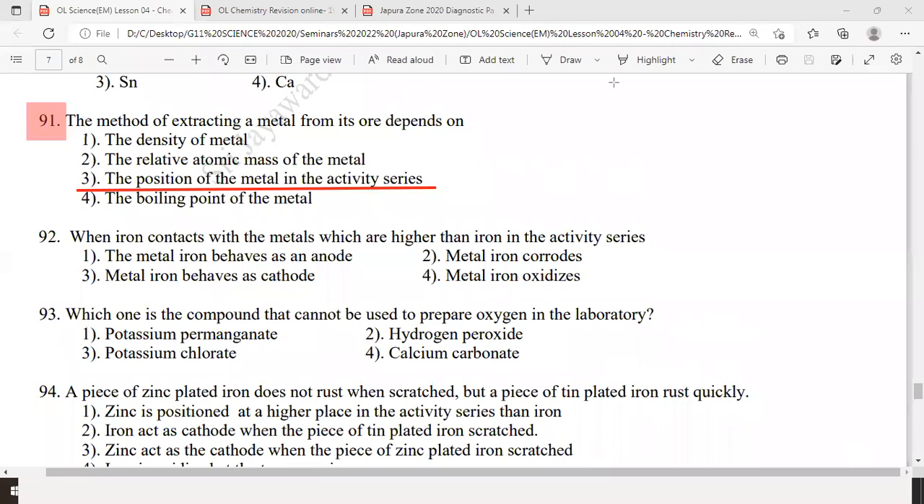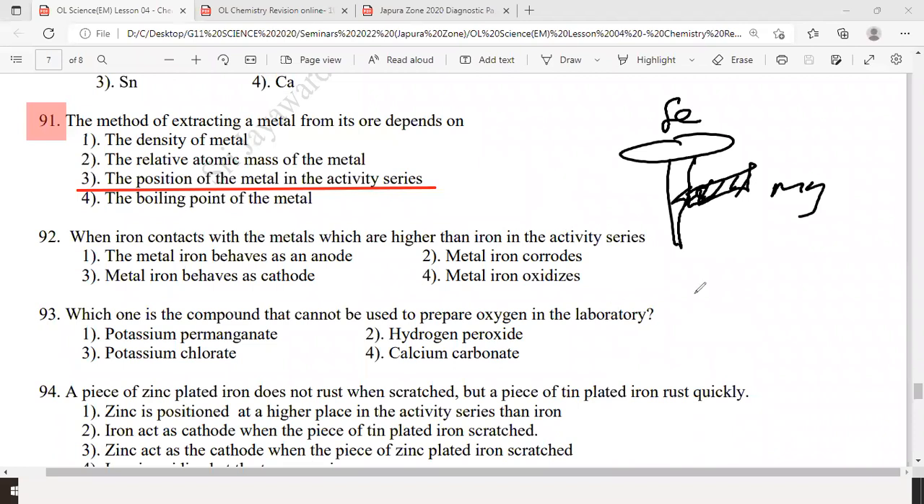Question number 92. Iron in contact with a metal which is higher than iron in the activity series. Now again, this is linked with the previous explanation I gave you. So what is the question here? When iron is in contact with a metal higher than iron in the activity series, let me say for example zinc or magnesium. Magnesium is more reactive than iron. So you keep an iron nail in contact with magnesium. What will happen? Who will become the anode?